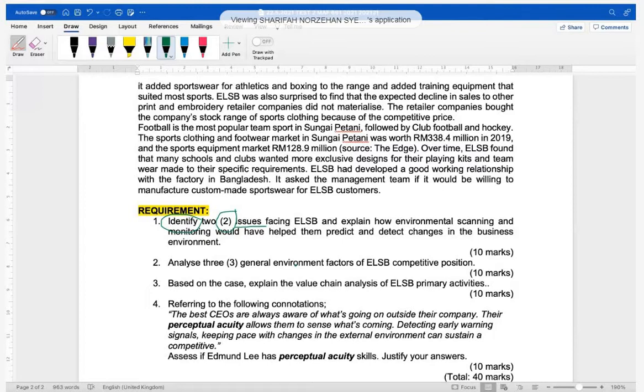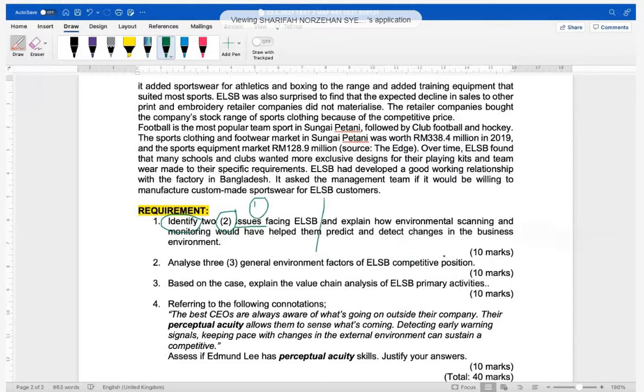But in terms of an exam question, you are not able to defend yourself in that sense. So if the question asks you to identify two issues facing ELSB, then you just need to identify two issues. No more, no less. Because if it's less, you're definitely not going to get 2 marks, but if it's more, you will not get more either. So there are two instructions given to you here. This is the first instruction, and you have another one.